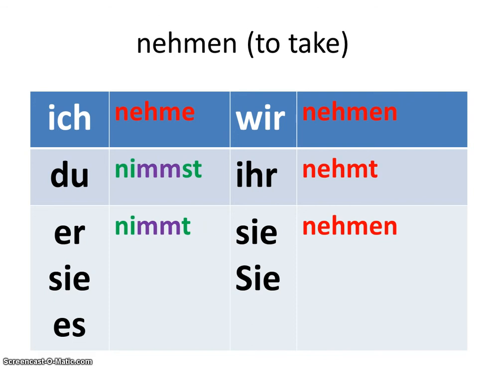Nehmen has a consonant change in addition to the stem vowel change. Nehmen is to take. Ich nehme, du nimmst, sie es nimmt, wir nehmen, ihr nehmt, sie nehmen. So stem vowel change and then some crazy consonants happening here.